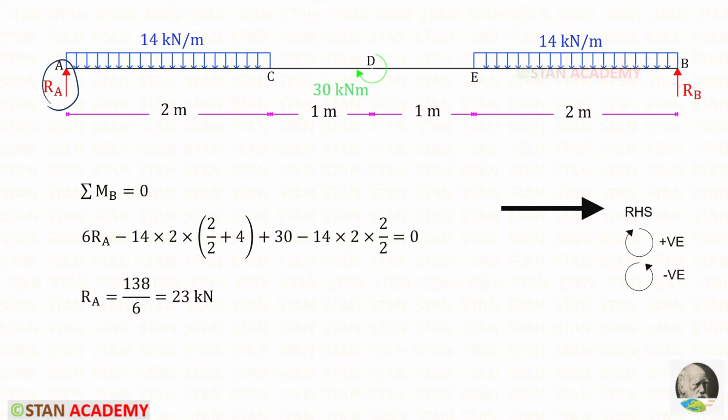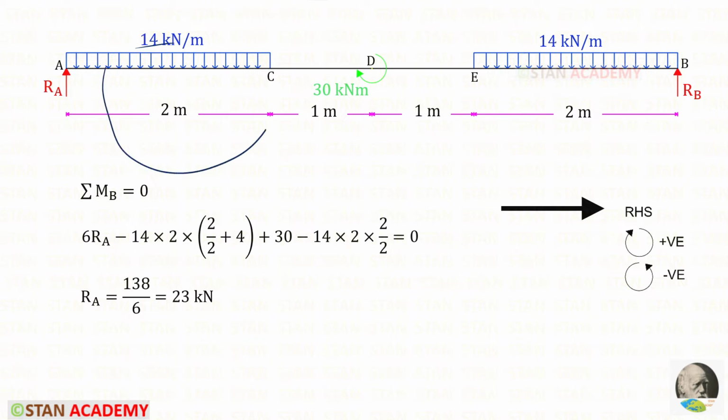To find RA, let us take a moment about B. In this case, we have to follow the right hand side rule. RA is acting in the clockwise direction, so it will be positive, and the distance is 2 plus 1 plus 1 plus 2, so it will be 6 RA.